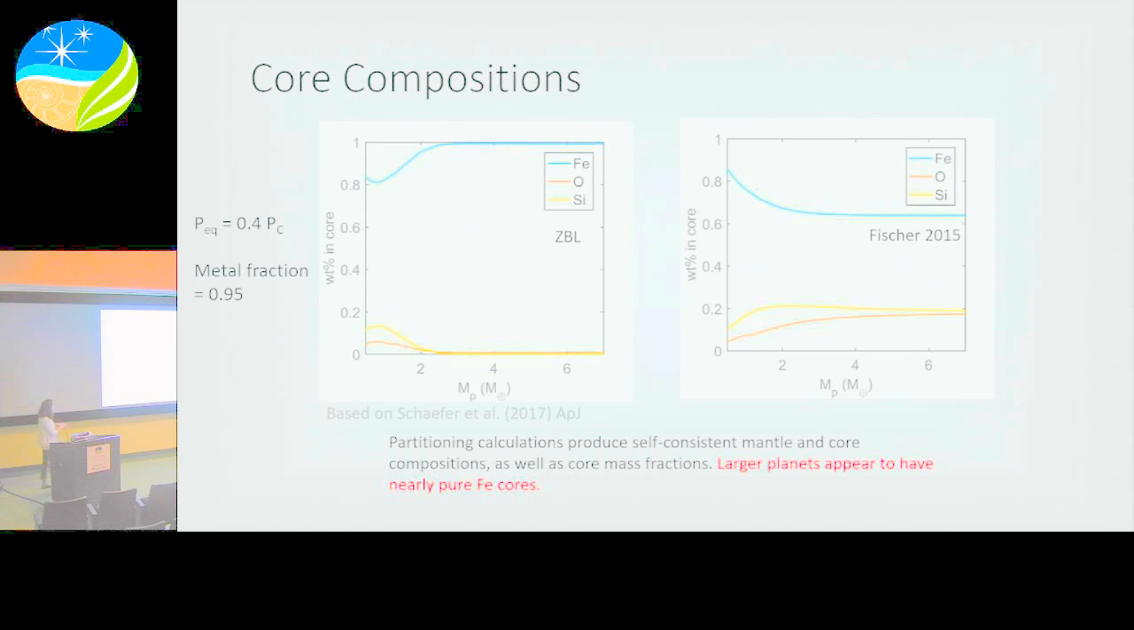And so what I'm plotting here is the weight percent of iron, oxygen, and silicon in the core as a function of planet mass. So the model determines the size of the core self-consistently, and we have to assume some conditions for the equilibrium pressure at which the metal and silicate are equilibrating. For this particular pair of results, this is at 40% of the central pressure of the planet, which for the Earth amounts to about the core-mantle boundary.